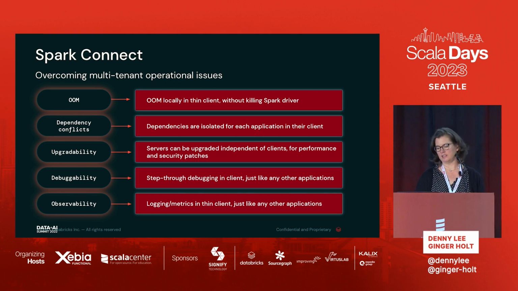With dependency conflicts, dependencies are isolated for each application in their client. Upgradability: you can now upgrade everything independently for performance and security patches, so you can upgrade as needed. We don't have this dependency and intermingledness of having to upgrade everything at the same time. Debuggability: you can step through debugging in the client just like any other application. And with observability, you can have logging and metrics in the thin client just like any other application. Any questions about these issues?